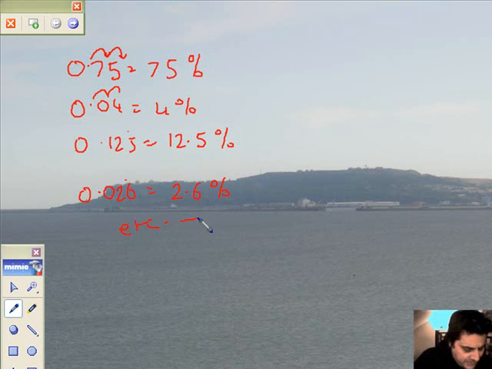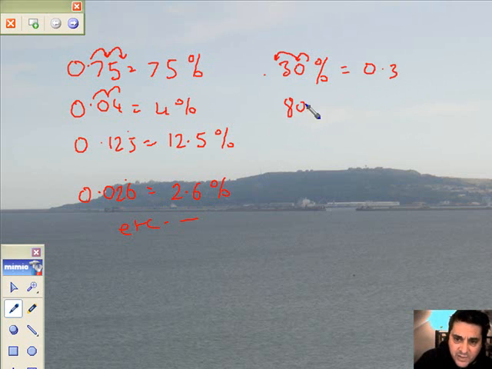Alright, now it says change these percentages into decimals. That's question 3. So if I've got 30%, this time we divide by 100, go back twice, and put it there. So we have 0.3. 80%, let's do another easy one, go back twice, that'll be 0.8.